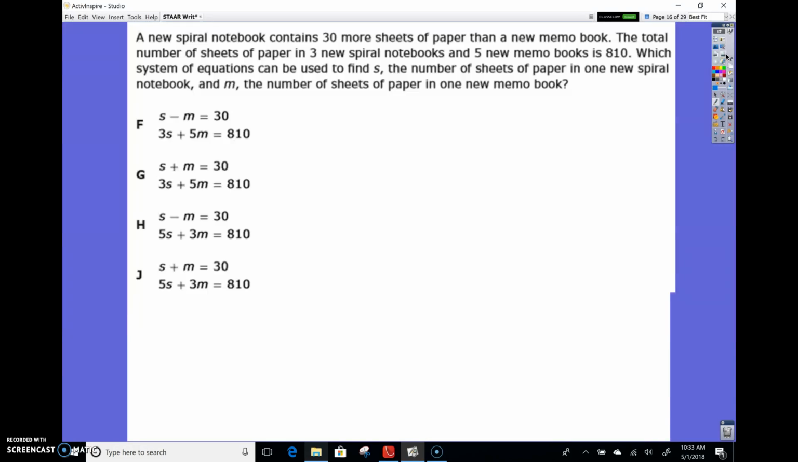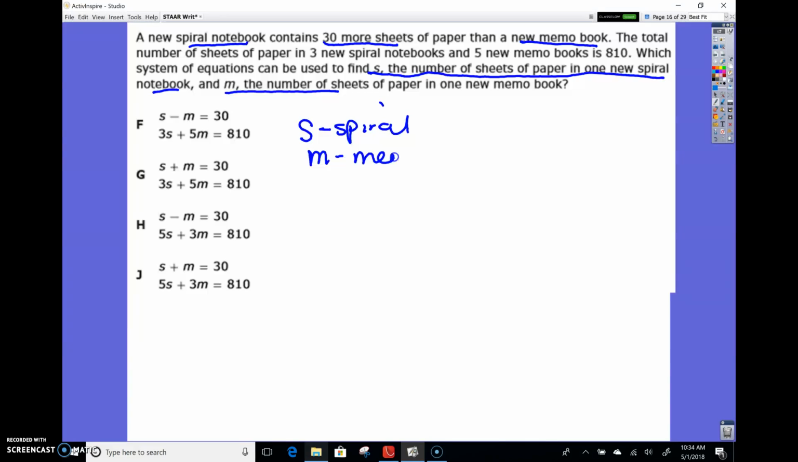Okay, a new spiral contains 30 more sheets of paper than a new memo book. Spiral notebooks, 30 more than memo. Okay, so S stands for number of sheets in a spiral. M stands for memo. S is spiral, M is memo. So a spiral contains 30 more sheets than memo, so that's M plus 30.